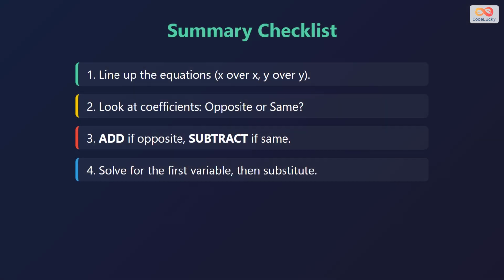To summarize, first, line up your equations. Second, check the coefficients. If they are opposites, add the equations. If they are the same, subtract them. Once you solve for the first variable, substitute it back in to find the second.